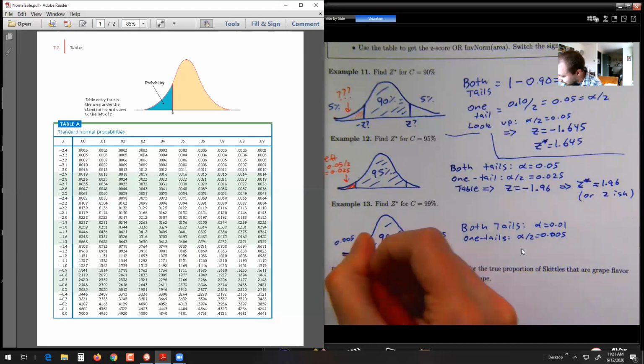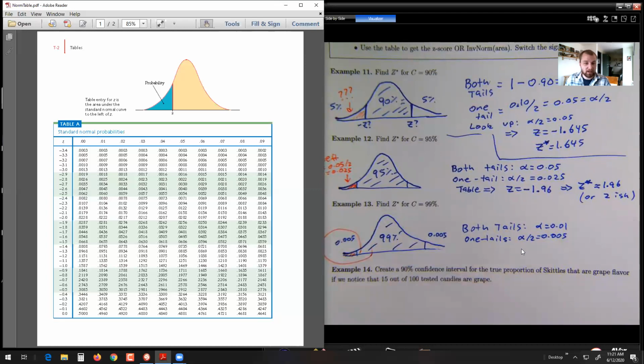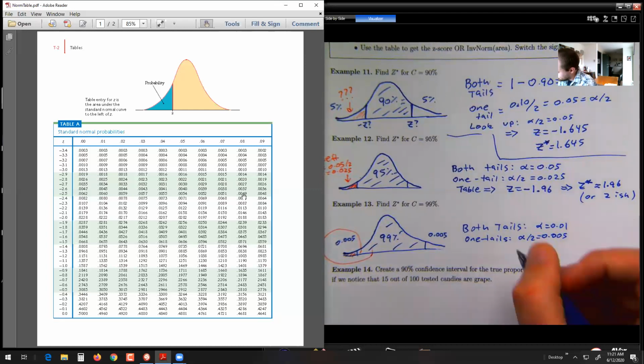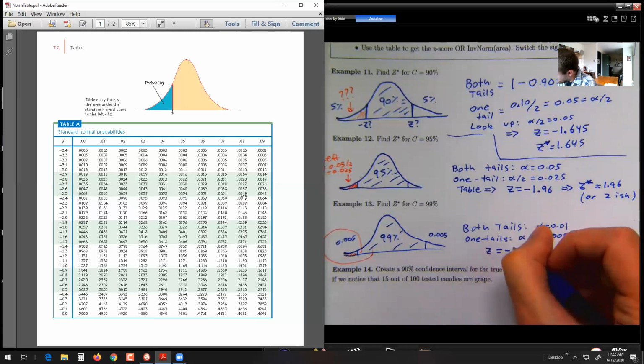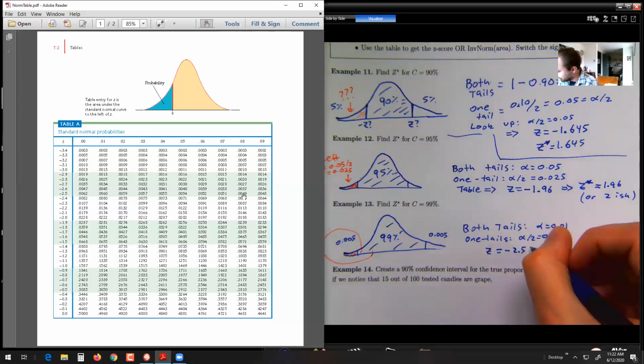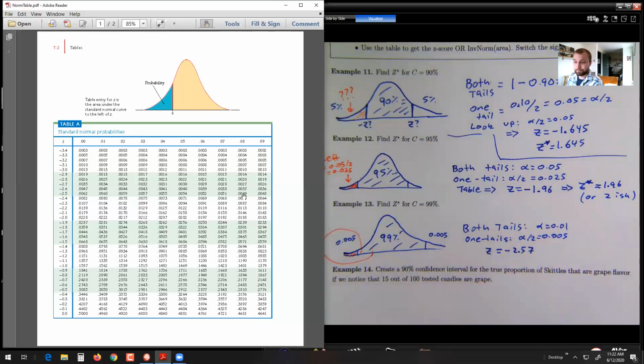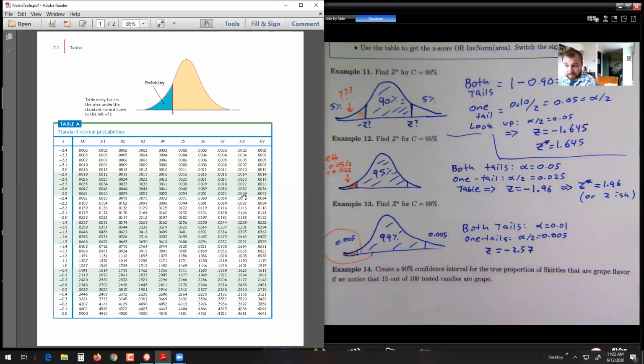Since I know the size of this left tail, I'm going to look this up inside of my table, and I'm going to get as close as I possibly can to 0.005. And that looks like it happens somewhere between these two values, negative 2.57, negative 2.58. So inside of my table, I would take anything between the 7 and the 8, so negative 2.57-ish, 5 or so, compromising. So my z-star is approximately 2.575.